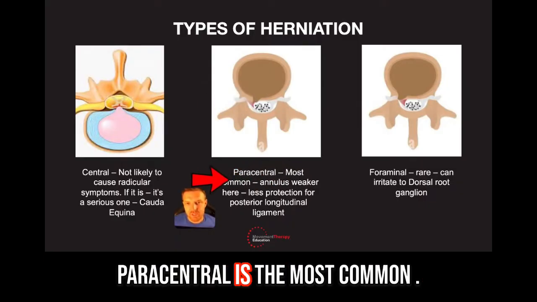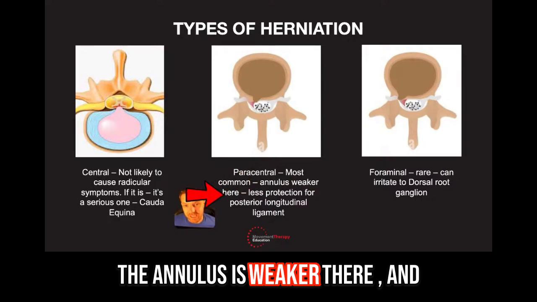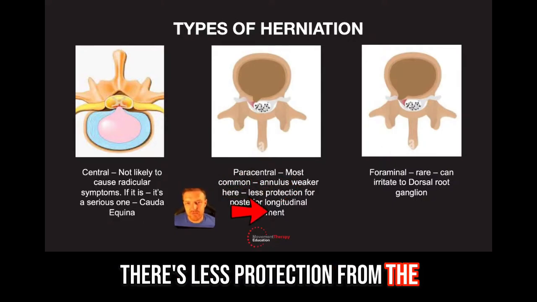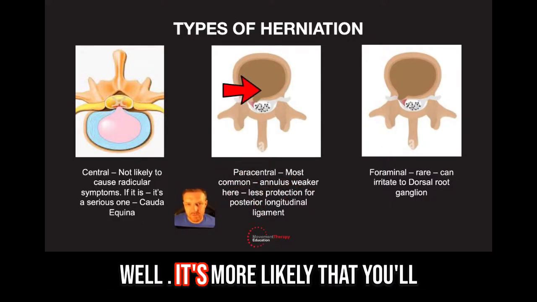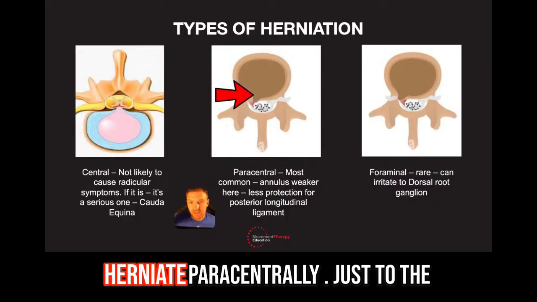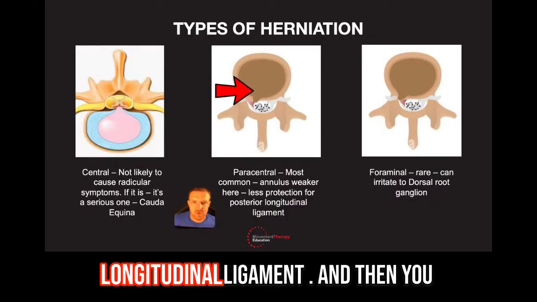So paracentral is the most common. The annulus is weaker there, and there's less protection from the posterior longitudinal ligament as well. It's more likely that you'll herniate paracentrally, just to the outside of the posterior longitudinal ligament.